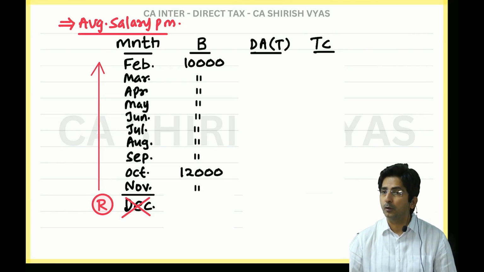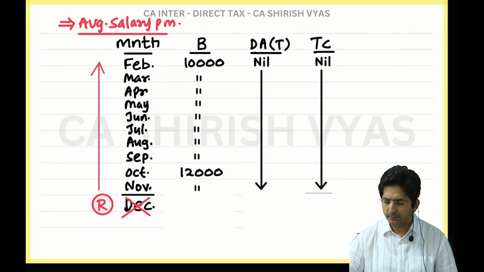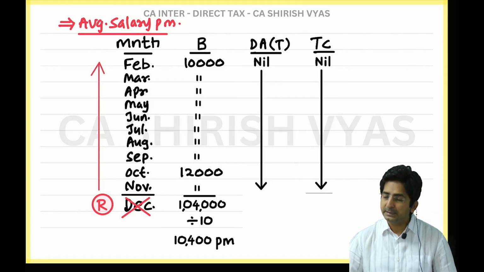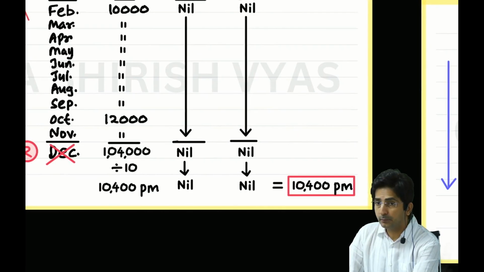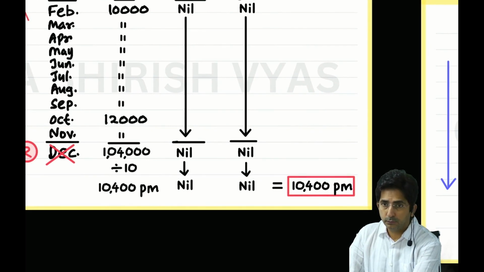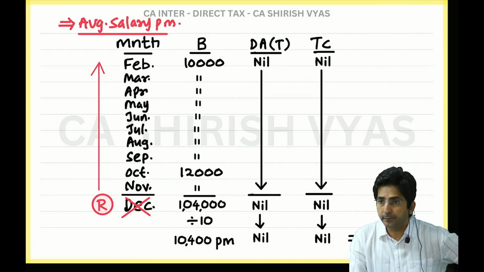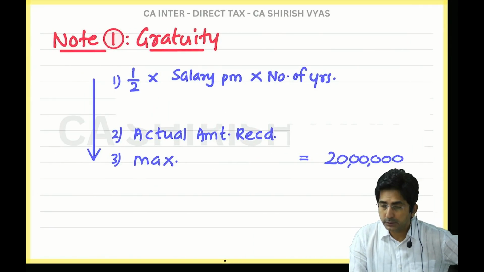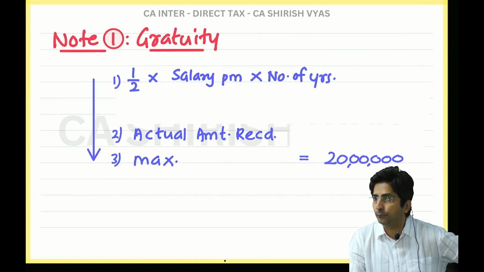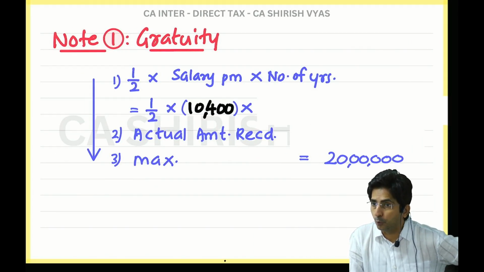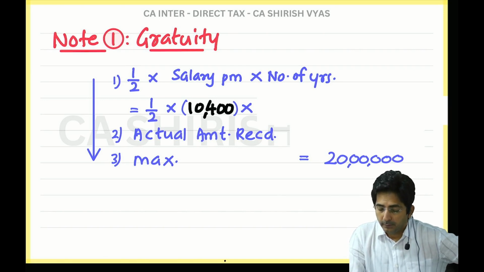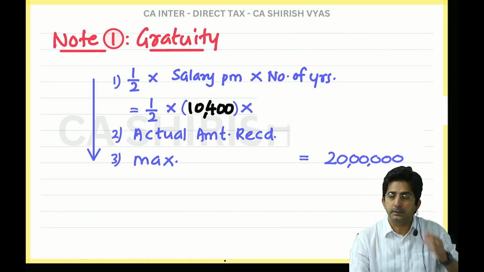And what about turnover commission? Not in sum. DA was not in terms, turnover commission not in sum. So nil. So what is the average? Average comes to 10,400 per month. Now this 10,400 you will substitute in the formula of half. Half into 10,400 into number of years of service.